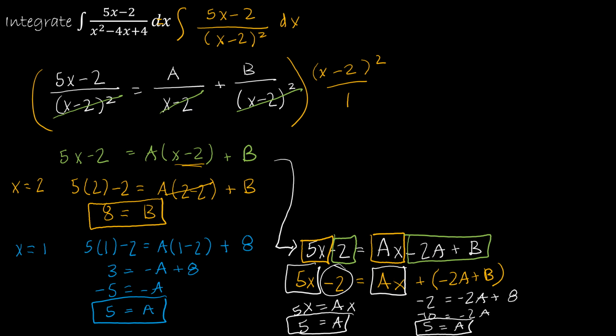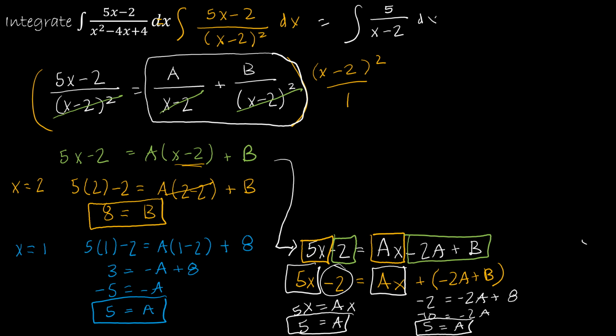No matter what, we have our solutions now. Or not our solutions, we have our new integrals now. So I'm going to integrate. I'm going to use this expression and replace a with 5. So 5 over x minus 2 dx. And then plus b, which is 8, over x minus 2 quantity squared dx. And now I'm just going to integrate all of that.